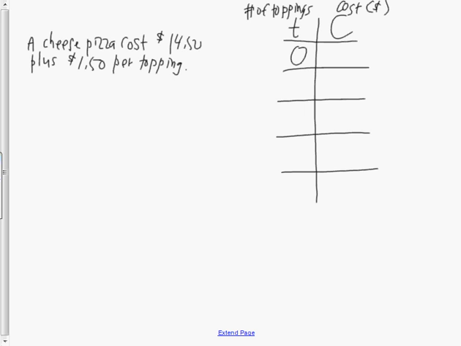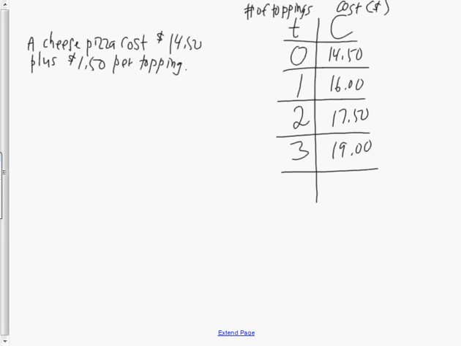So when there are 0 toppings, I would be buying a cheese pizza, and therefore it would cost me $14.50. If I bought 1 topping, it would be $14.50 plus $1.50, which would be $16. If I bought 2 toppings, it would be $17.50. And if I bought 3 toppings, it would be $19. Okay? So all I did was make up examples of how many toppings I bought. I just chose it like I would in a random equation, 0, 1, 2, 3. And now I have a table of values.